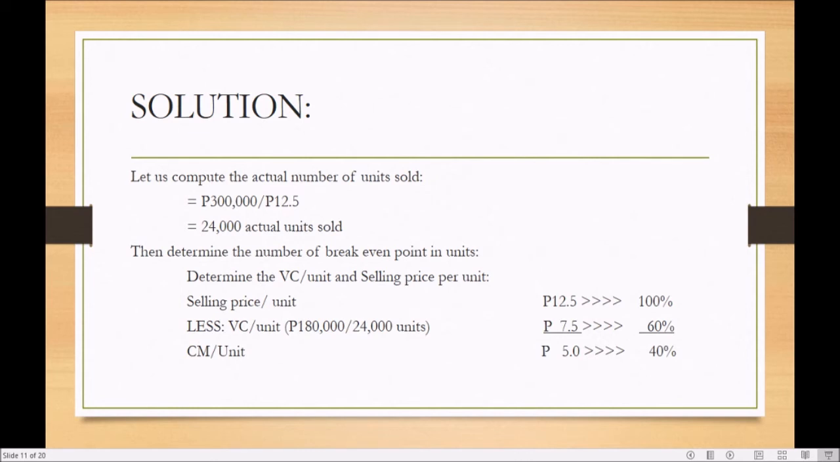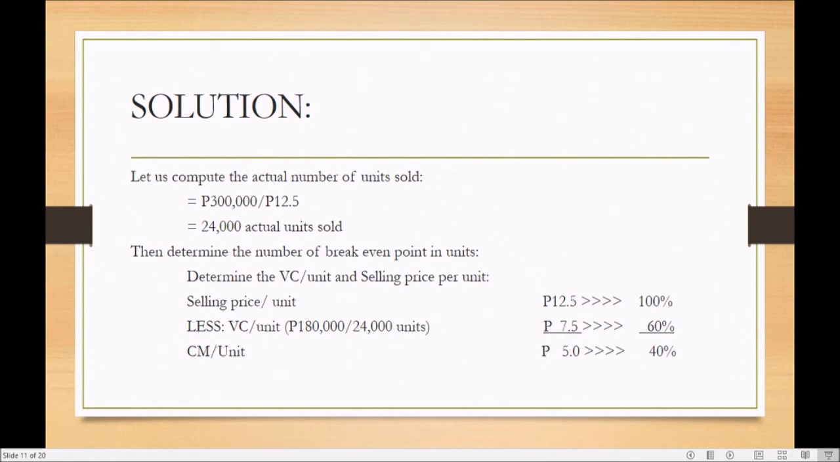Yung binigay lang ng problem is the selling price per unit. Ngayon, sasabihin mo, Sir, magkakaroon po ako ng problema kasi the variable cost per unit is not given. Madali lang po yun. Mako-compute po natin yon. Take note, na-compute na po natin yung total actual units sold na 24,000 units. And then, we have 180,000 pesos total variable cost. Pag i-divide po natin yung 180,000 na total variable cost to the 24,000 actual units sold, we can now determine the variable cost per unit, which is 7.5.